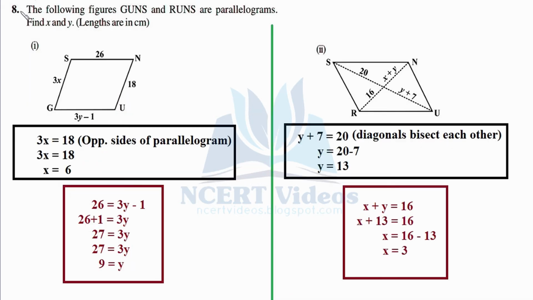Moving on to question number 8. The following figures GUNS and RUNS are parallelograms. So here we have two figures named in an anti-clockwise manner. GUNS is one parallelogram, and the other figure is again a parallelogram, named RUNS. We observe that in every question we are naming it anti-clockwise. That is the convention that we have used in this standard.